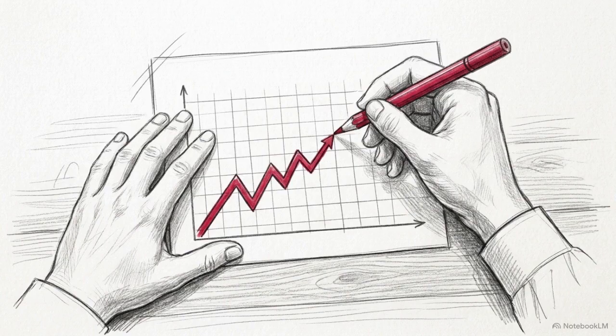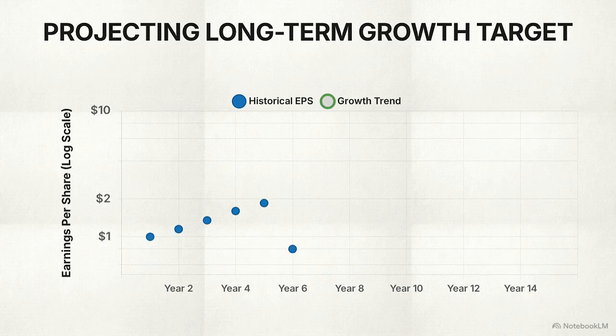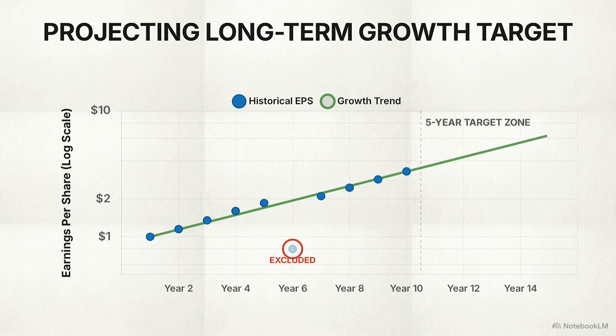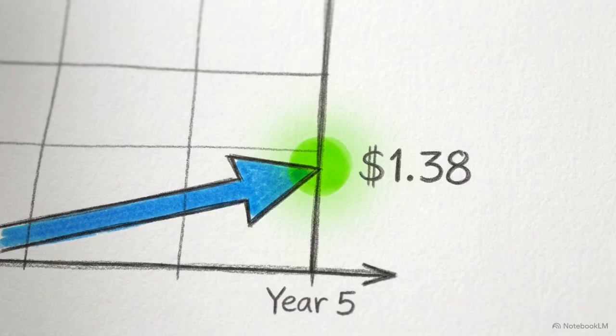Now that we have a visual record of what the company has achieved, we can use that momentum to project its trajectory. Using the best judgment method, draw a straight line representing the overall upward path, bypassing any one-time drops. Stretch that line to the far right edge to find your 5-year target. Look exactly where your drawn line intersects that final 5-year mark.